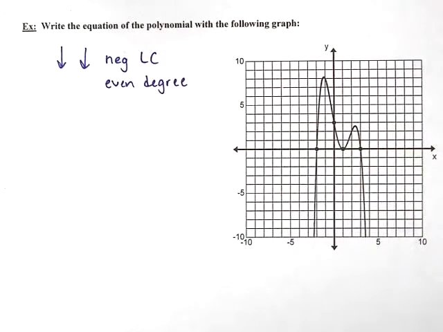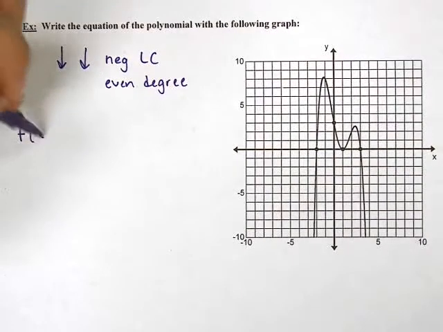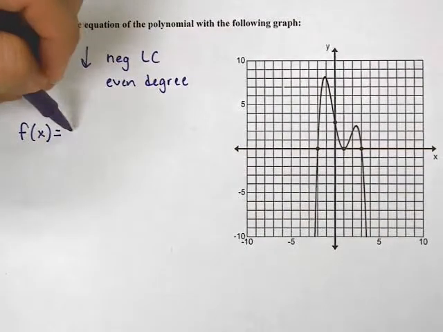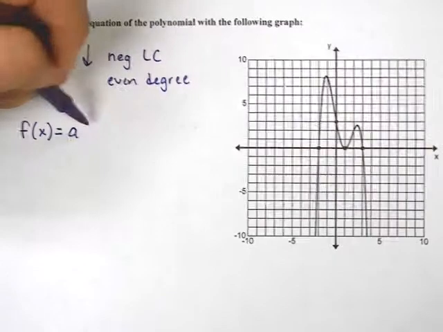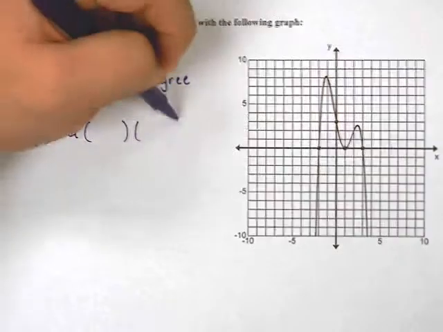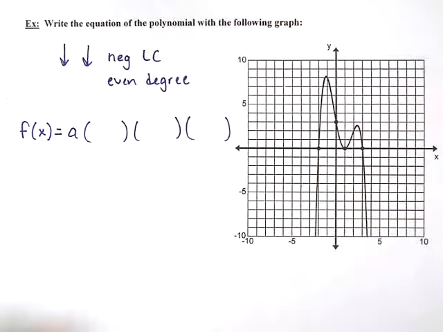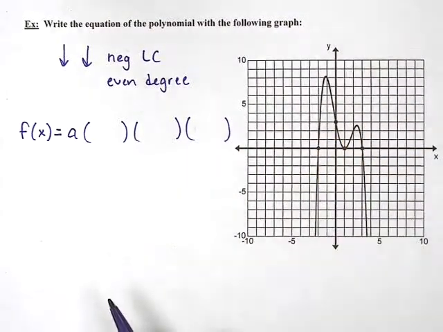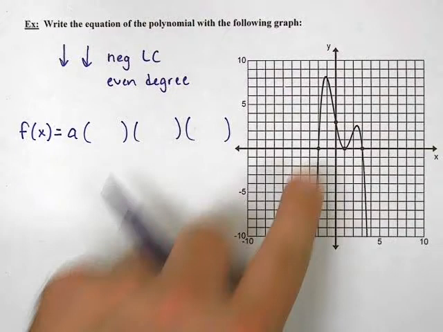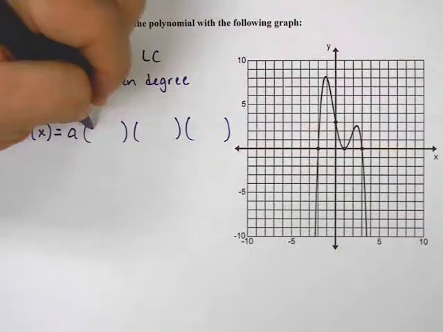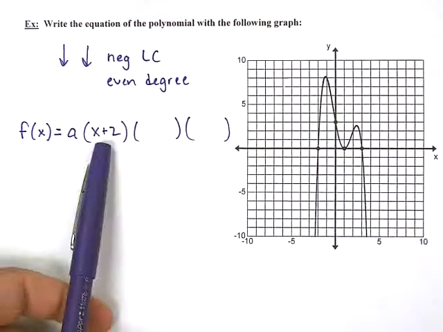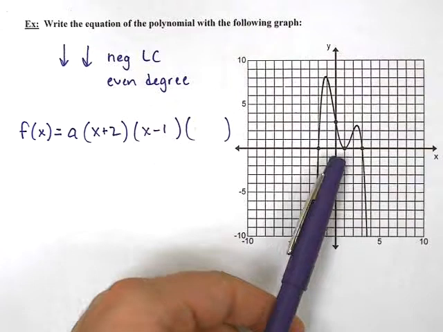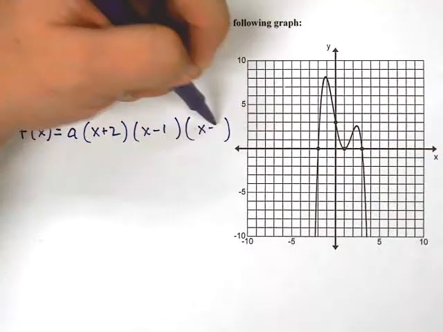What did we do next? The next thing we did, we started to look at the x-intercepts, or the zeros. So I'm going to remember we always put that a there, but I'm going to make three sets of parentheses. Why? Because I have three x-intercepts. There are three zeros. One of them is at negative 2, so that would get me x plus 2 for my factor. This one's here at positive 1, so I have a minus 1. And then over here, 1, 2, 3, okay, x minus 3.